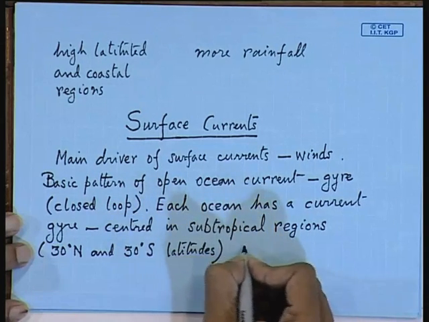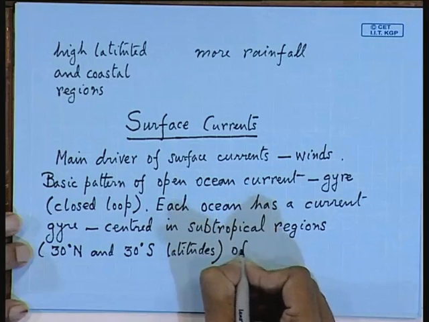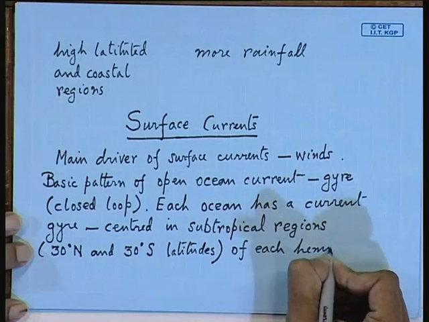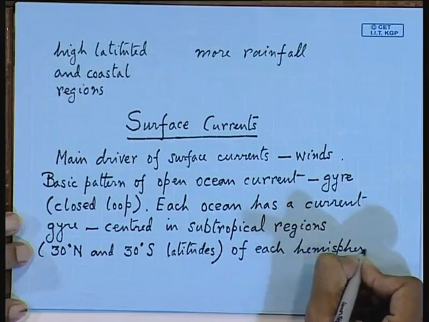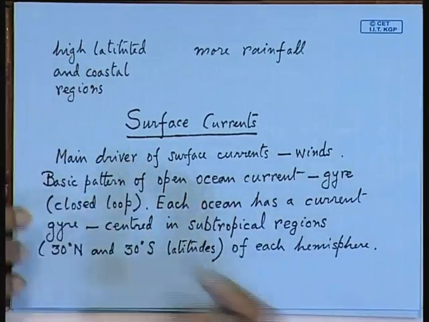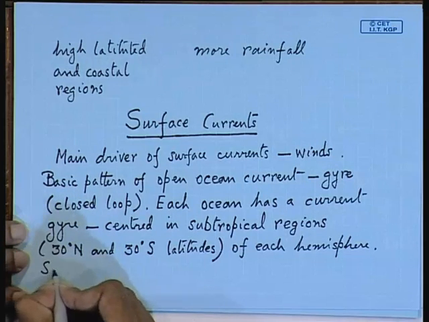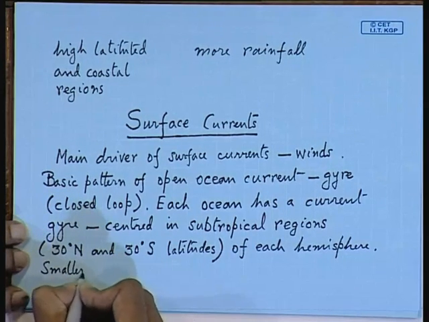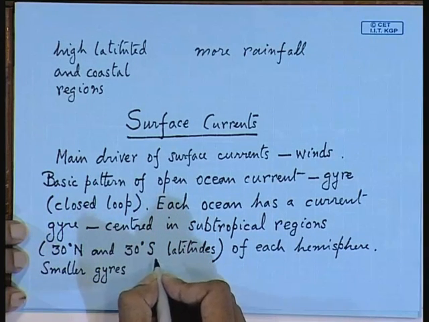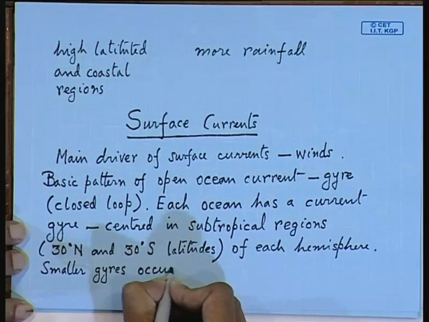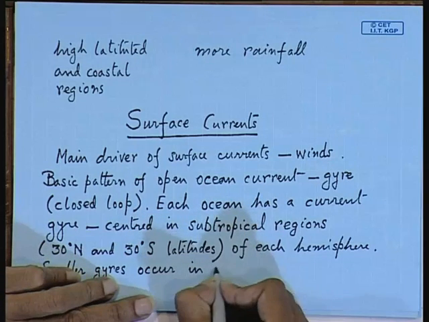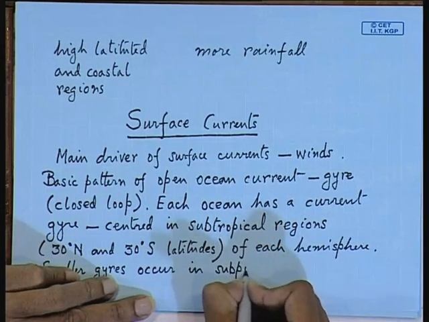(30° north and 30° south latitudes). This occurs at 30° of each hemisphere. So, this is a current gyre. Smaller gyres occur in subpolar oceans. Or rather, you write subpolar regions.